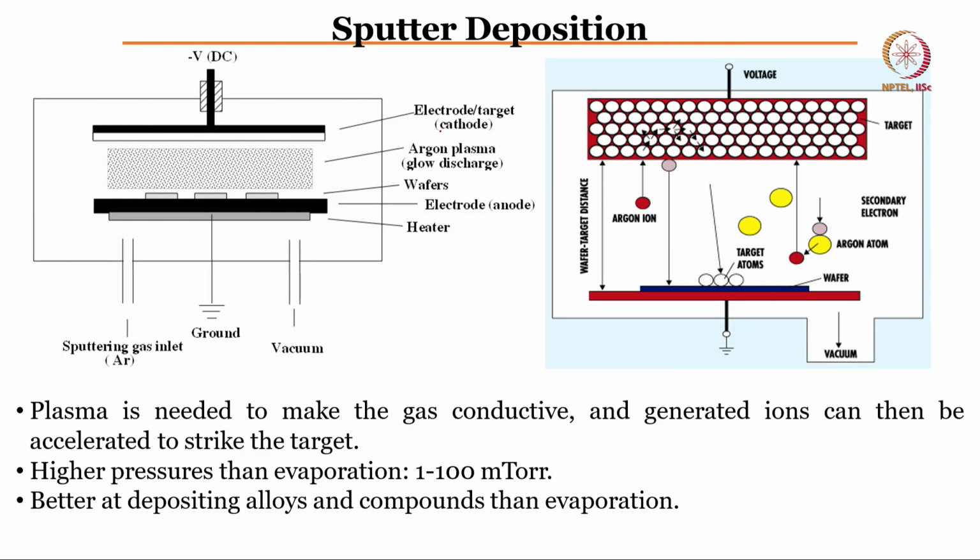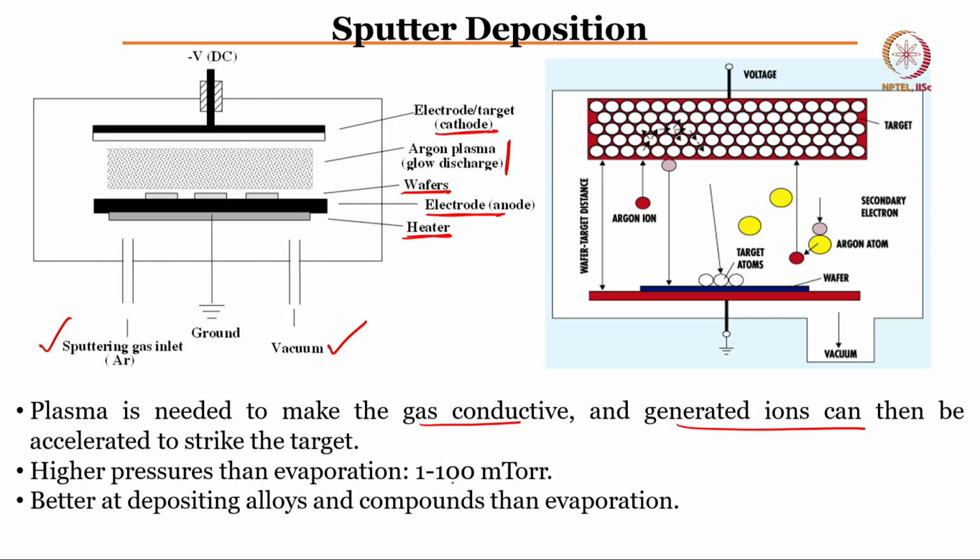As I told you, there is a target, and then there are wafers or substrates. These wafers are on the electrode, which is the anode. There is a heater to improve the crystal orientation. There is generation of plasma, right. There is a vacuum. The sputter gas is argon, and we apply a voltage. In case of DC, it is plus minus, so anode and cathode. Plasma is needed to make the gas conductive, and generated ions can then be accelerated to strike the target.